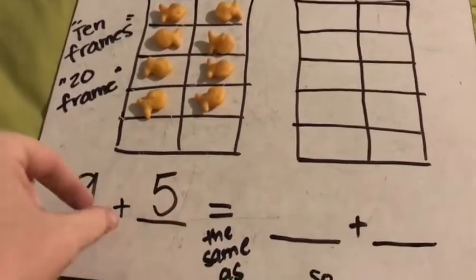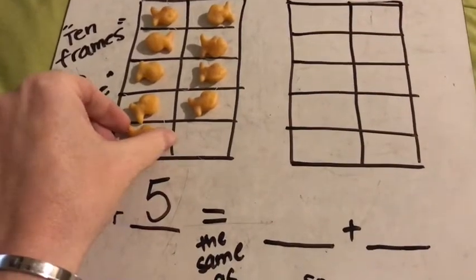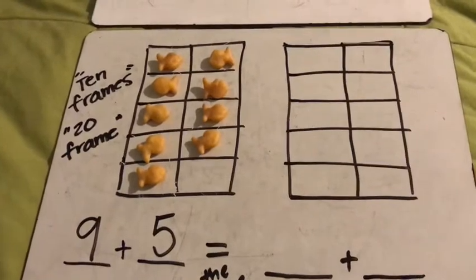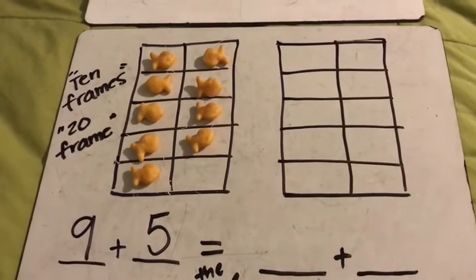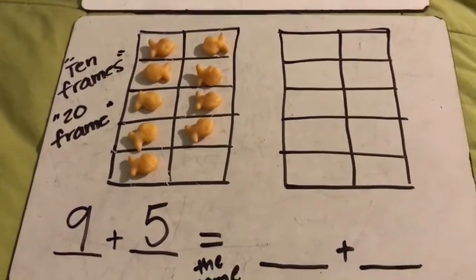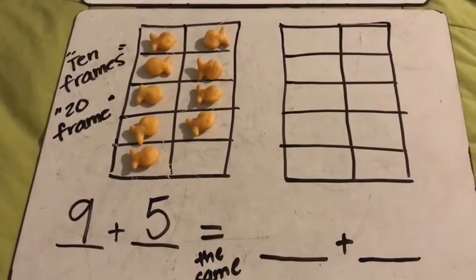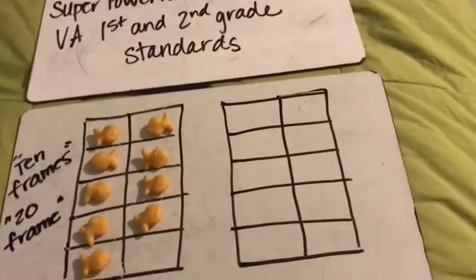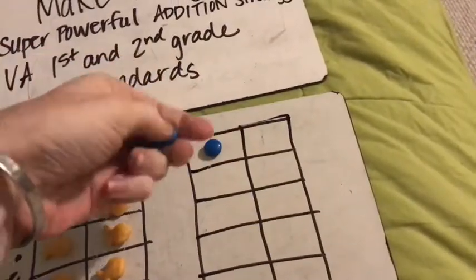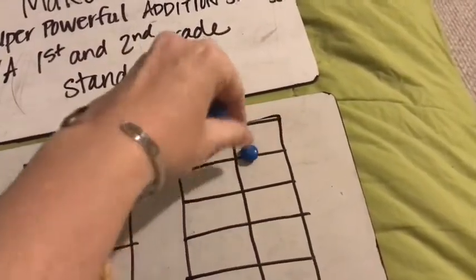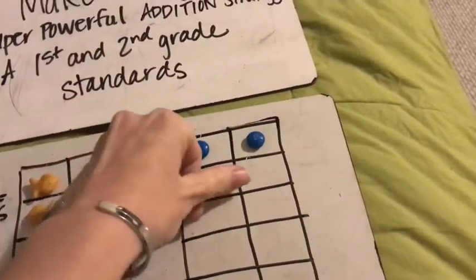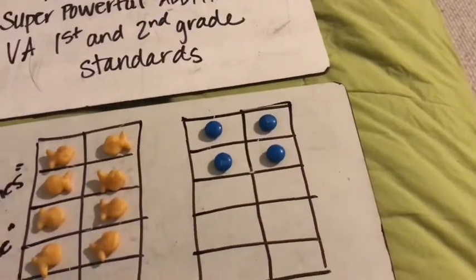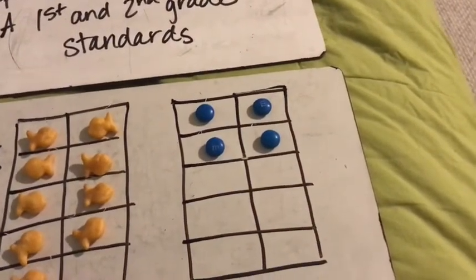Those discussions are super powerful to have because anytime that you're talking about numbers and number relationships, you're building number sense. So I have 9 in my first frame. I'm going to use 5 of something different in my second frame so that I can see the 9 and the 5. If you have two-sided counters, those are counters that have one color on one side and one color on the other. Then you can use the same counters and just flip them to the appropriate side.